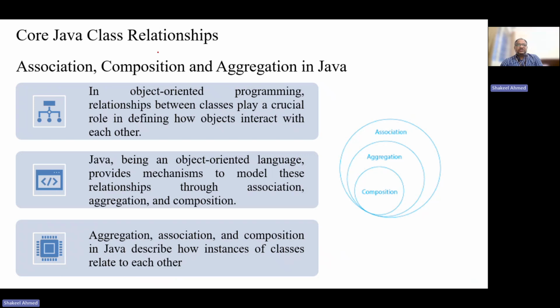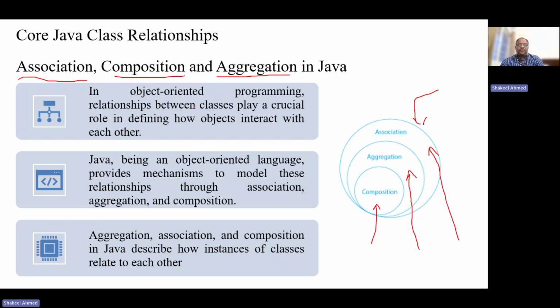Core class relationships. We have three different types of relationship in Java. Remember this point, an important discussion: association, composition, and aggregation. So what are these? You can see here from the figure that the first one is composition, above this is aggregation, and above that is association.